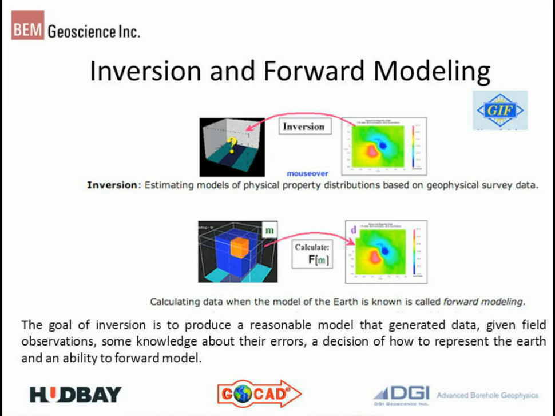So inversion, we've been talking about that quite a bit, and basically the inversion is finding a model that fits a set of geophysical data, compared to forward modeling, where you have a model and you're generating data based on that model. So the goal of inversion is to produce a reasonable model that can generate the data, given field observations and some knowledge of their errors.